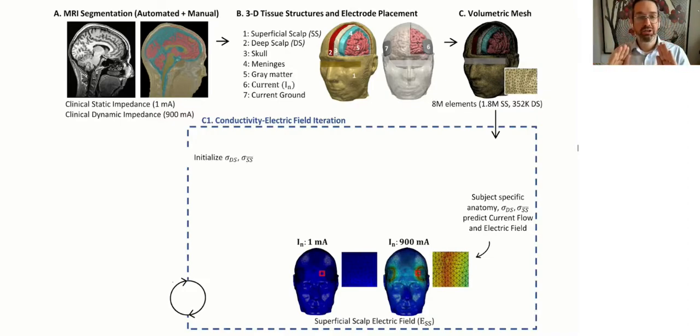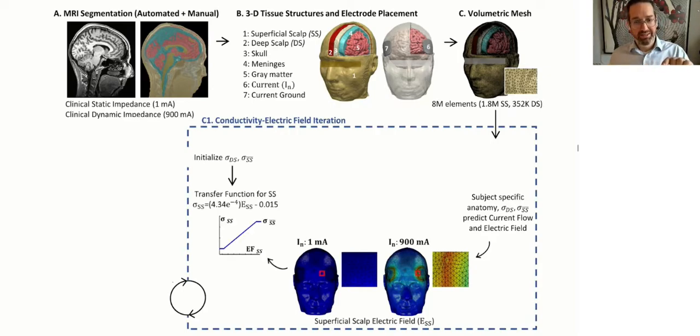What I'm showing you here is actually the current flow on the surface of the head, or the electric field on the surface of the head. You see that 900 milliamps produces higher electric fields than 1 milliamp does. This pattern depends on the anatomy and on the conductivity that is assigned to each tissue. But here's where there's an important next step.